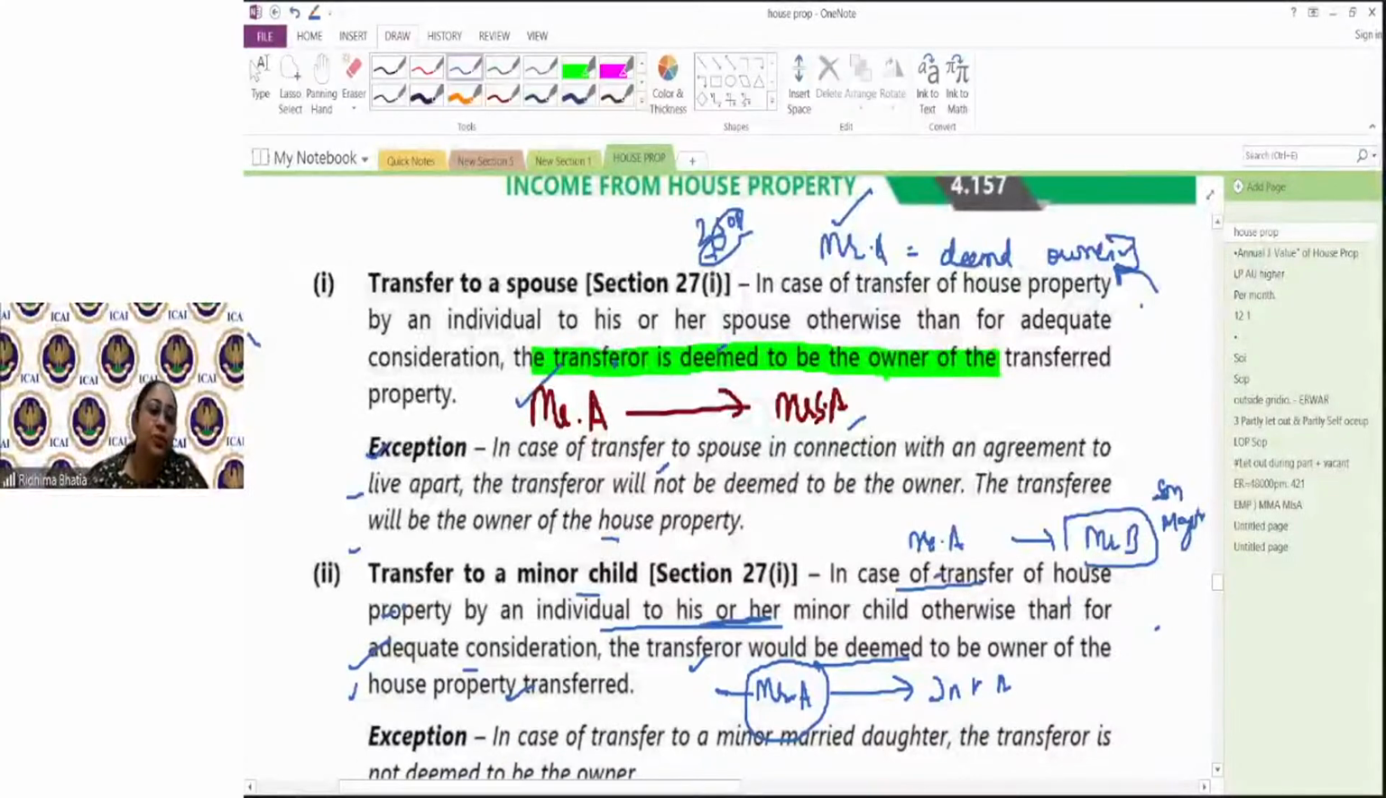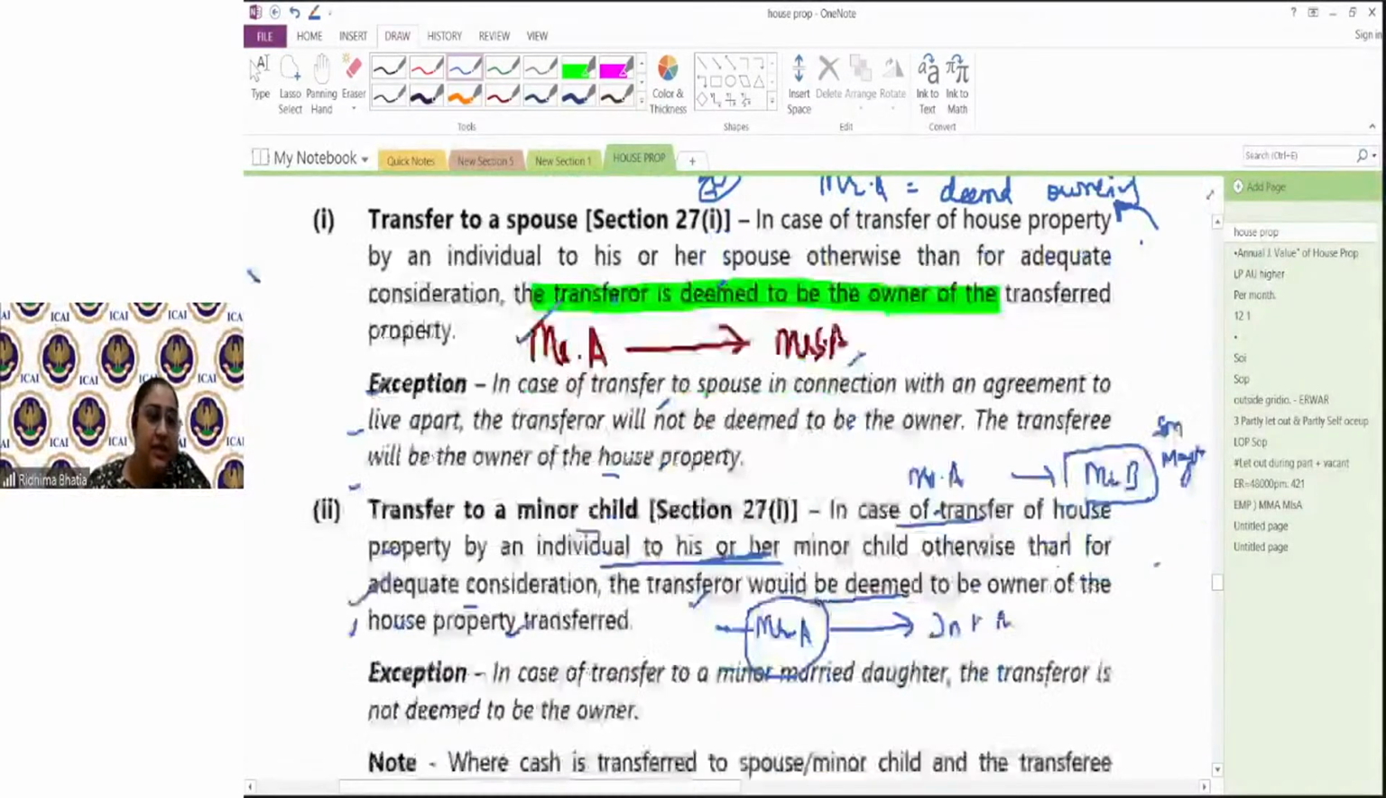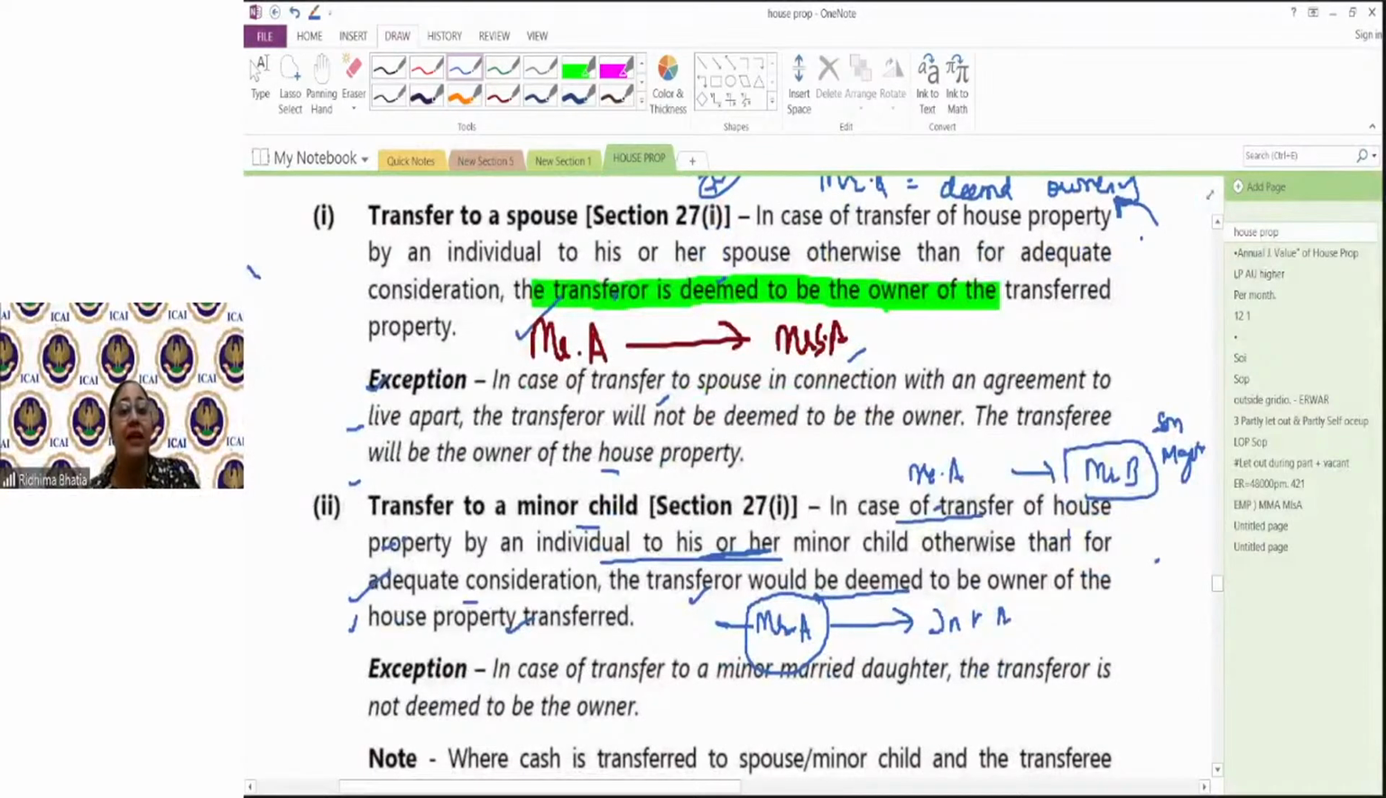Another exception here is that in case the transfer has happened in the name of a minor married daughter, though it is illegal for minors to get married, then it would not be considered deemed ownership. Example, Mr. A transferred the property to his girl child, Mrs. A, who is minor and married. Now, you said that if she is a minor, deemed ownership would come, but since she is a minor married daughter, deemed ownership would not be considered.